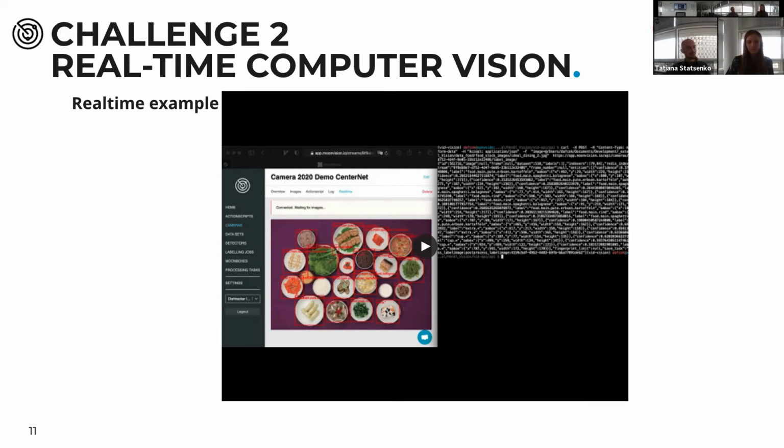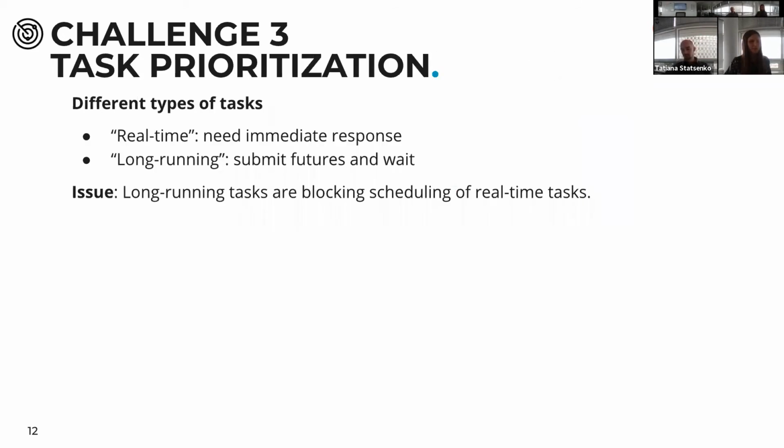So the next one is task prioritization. As we mentioned already before, we have different types of tasks. Some we call real-time, which need an immediate response for the user, and the others we just submit and wait for the response. So if we ran them on a single worker, the long-running task would block scheduling of the real-time tasks, or we would end up with the long-running tasks already filling all the threads. So the scheduler just cannot start any real-time tasks.